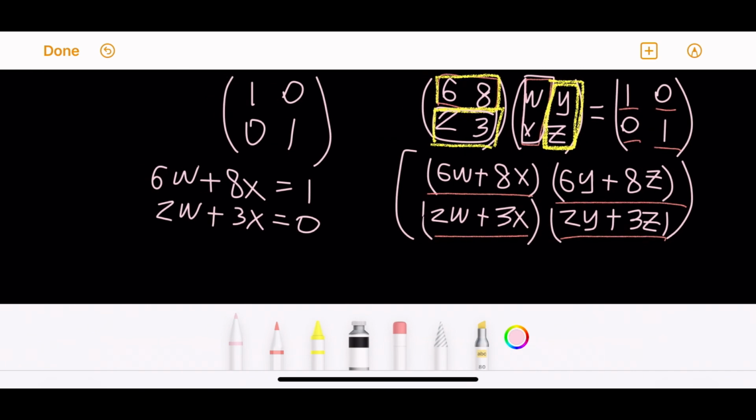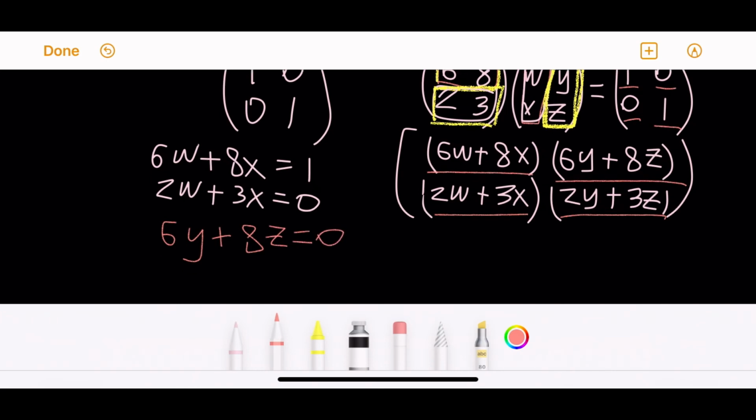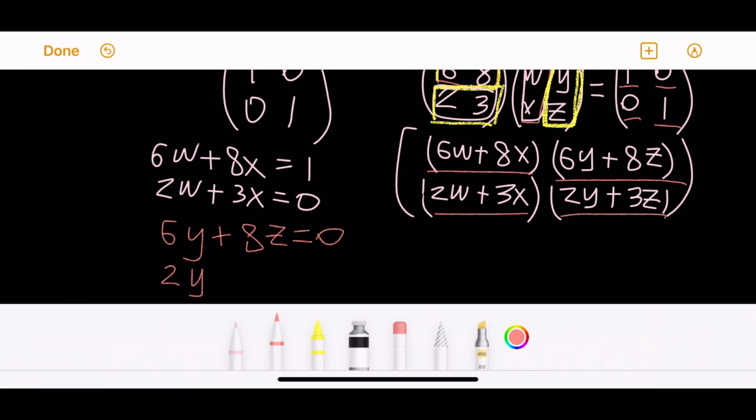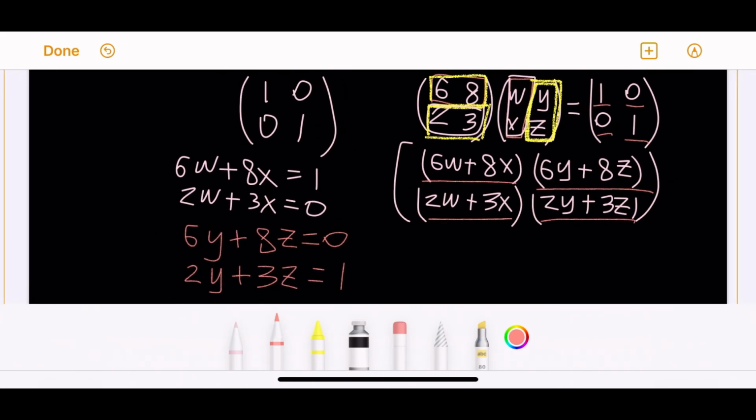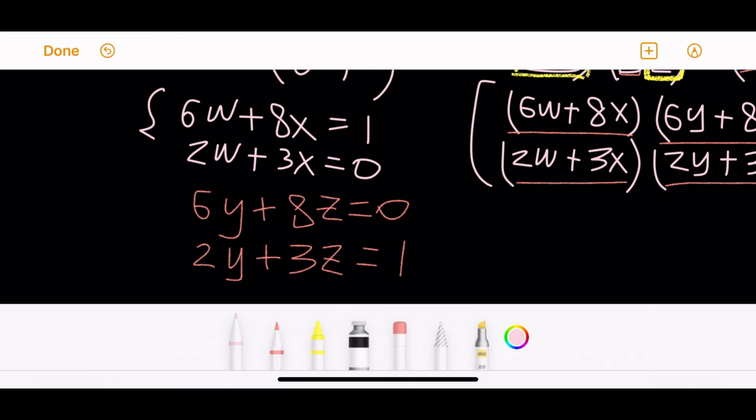And then I need to write 2 more, which is 6y plus 8z equals 0. And lastly, we have 2y plus 3z equals 1. Now many of you can already see where I'm going, and to find w, x, y, z would be very easy because now we have two sets of simultaneous equations. If you know how to solve simultaneous equations, this one will be really easy.